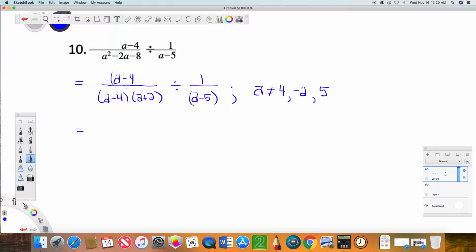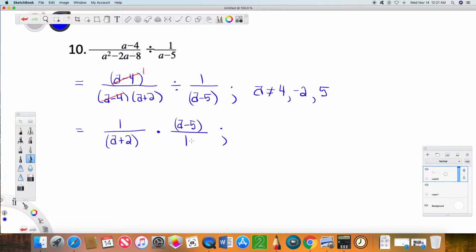All right, when I look at this first fraction now, I see that I've got a minus 4 divided by a minus 4, and I can go ahead and simplify that now. So in the numerator I have just a 1, and in the denominator I have a plus 2, and what I'm going to do now is change this division to multiplication. But to do that, I have to take the reciprocal of the divisor. I have to flip this fraction. So a minus 5 now goes up to the numerator, and this 1 comes down to the denominator.